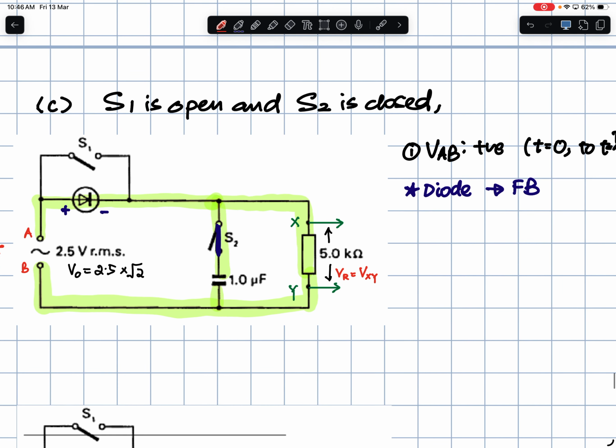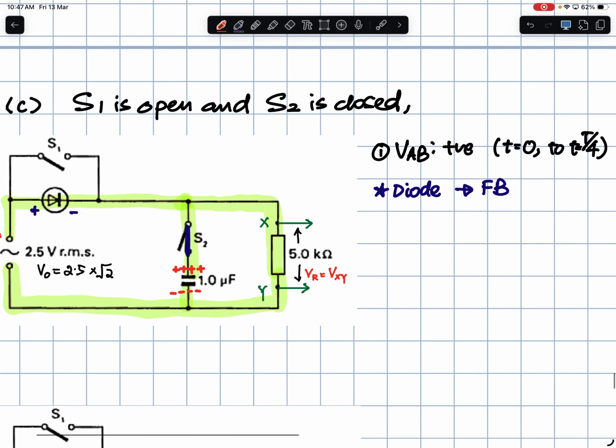Okay? So it's like I'm going to store charges, in case I need it. As I charge myself up, my potential difference will match with it. This is the first half of the cycle. So what happens to the capacitor? Capacitor charges up.